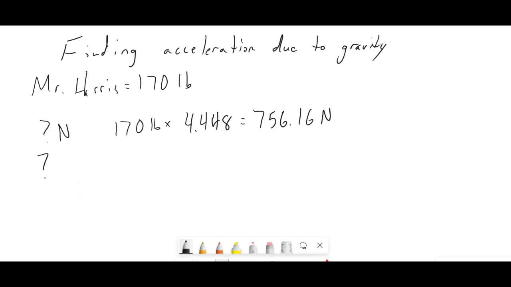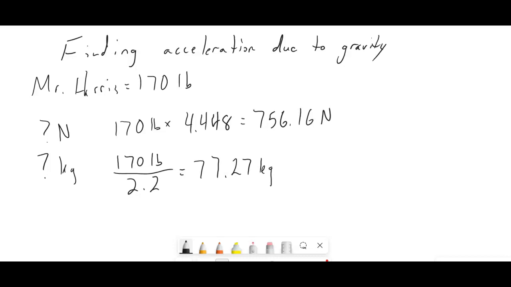Next, we need to know how many kilograms. So we take the number of pounds and we divide that by 2.2. 170 divided by 2.2, and I get 77.27. If you go to the doctor's office, you'll see this number. They usually have your mass in kilograms in case they have to give you a prescription, because that's how they usually dose it, by kilograms.